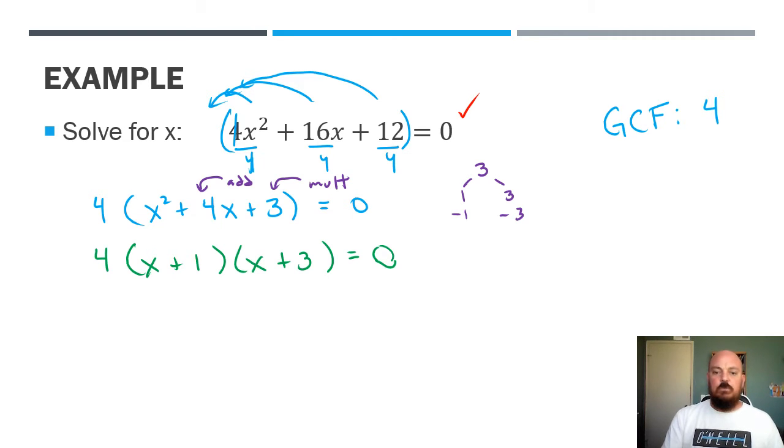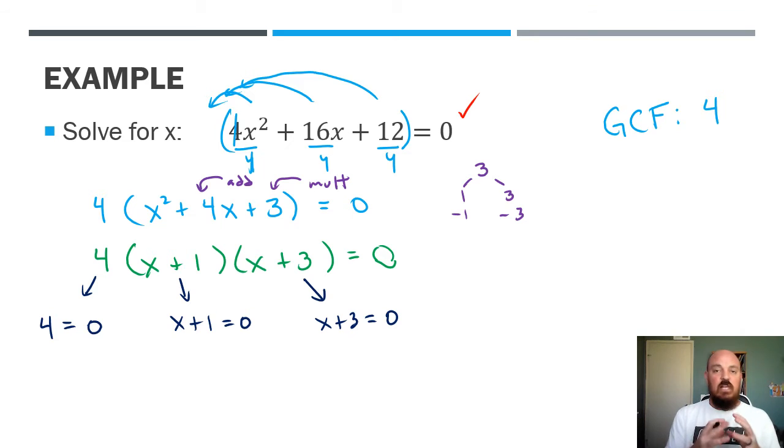So let's try it out. Let's take a look at some of these. Let's try this one. Maybe the 4 is the 0. Now it's not because it's a 4, but we'll come back to that in just a sec. Maybe the x plus 1 is the 0. Or maybe the x plus 3 is the 0. Based on the 0 product property, we know that one of those things has to be 0 because we're multiplying them all together and the answer is 0.